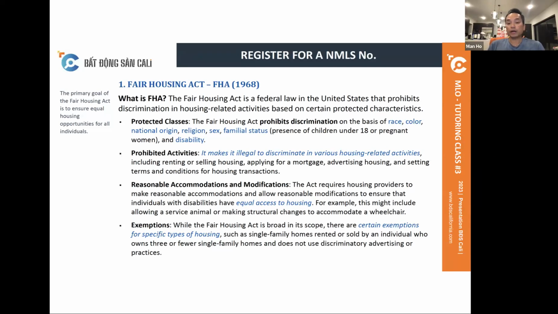And also you don't discriminate based on disability. The person may be in a wheelchair, may be on a cane or whatever. You don't discriminate because of that. So these are the 7 protected classes that you don't discriminate against. You treat everybody the same. So take a note on that.